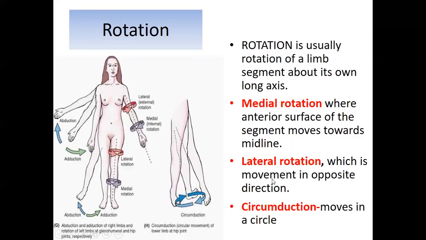Lateral rotation is movement in the opposite direction to the medial rotation. That is the lateral rotation. And circumduction is movement in a circle like this. That is the circumduction.